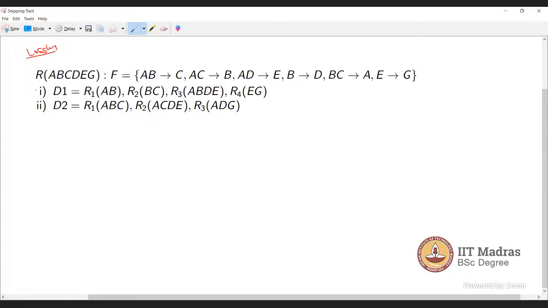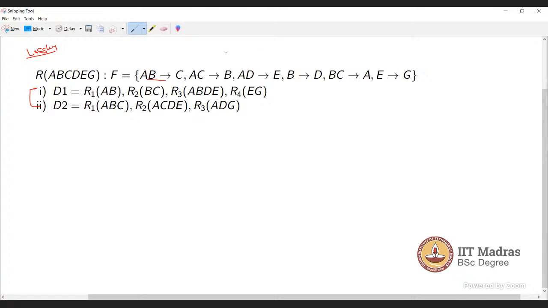So actually this is based on the lossless decomposition part. So first, just neglect this part as of now. First we'll find the candidate key. How to find the candidate key here? Check the right hand side. So C, B, E, D, E. A is there, B is there, C is there, D is there, E is there, and G is also there, right? So all the attributes are present on the right hand side of the functional dependencies.